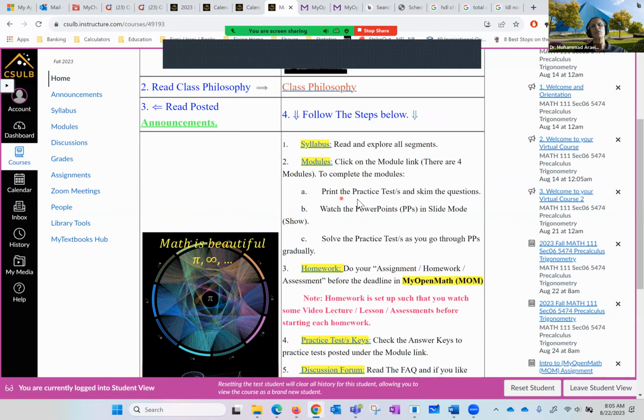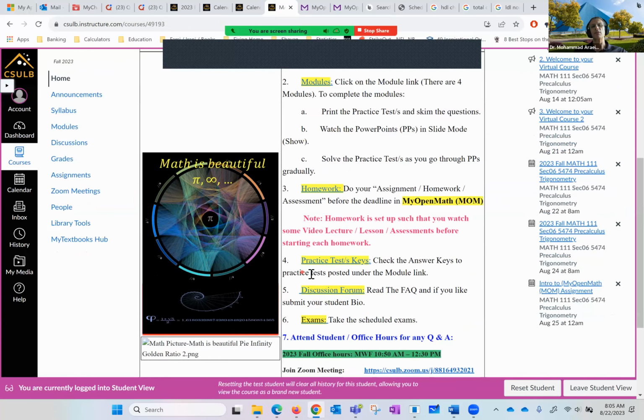Under the modules, we can find the practice test, the PowerPoints, and the solution to the practice test. Homework is done under the module in MOM, my open math. I'm going to refer to it as MOM. And also our exams. And by the way, everything is for free, you don't have to pay for anything. We have the practice test and keys right under the modules.